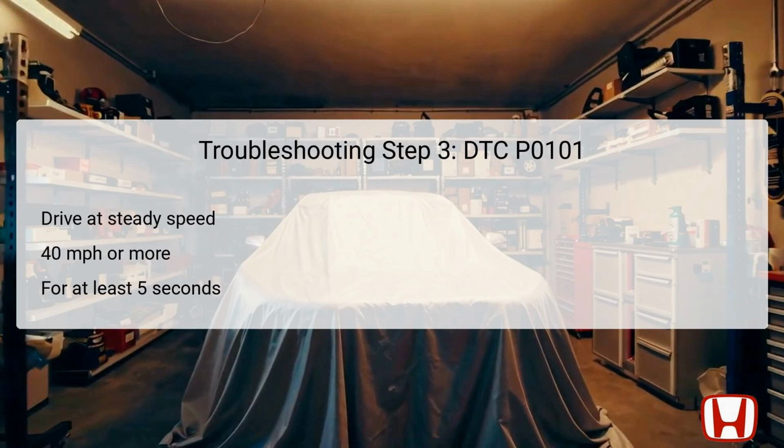In this next step of the troubleshooting process for DTC P0101, you will need to drive the vehicle at a steady speed of at least 40 miles per hour for no less than 5 seconds. This step aims to reproduce the driving conditions that could lead to the DTC being triggered. Maintaining a consistent speed helps the PCM analyze real-time data from the MAF and MAP sensors under actual driving conditions.